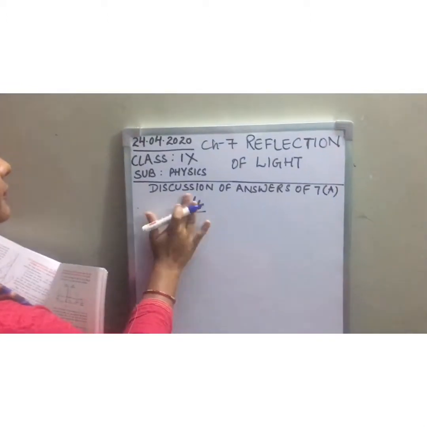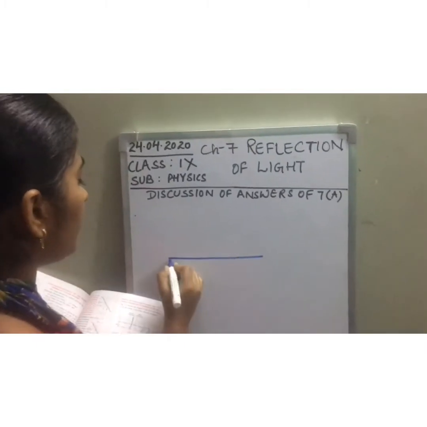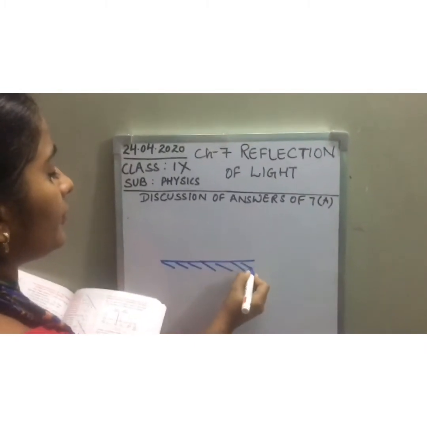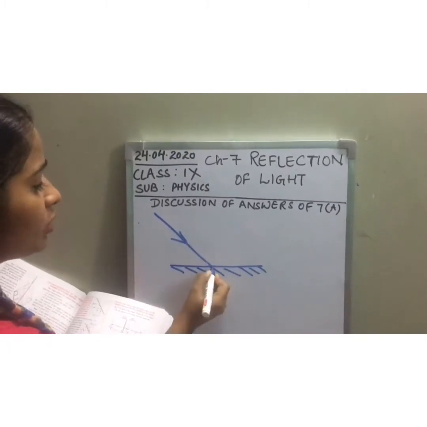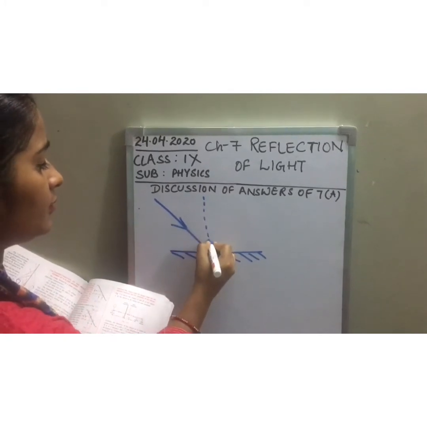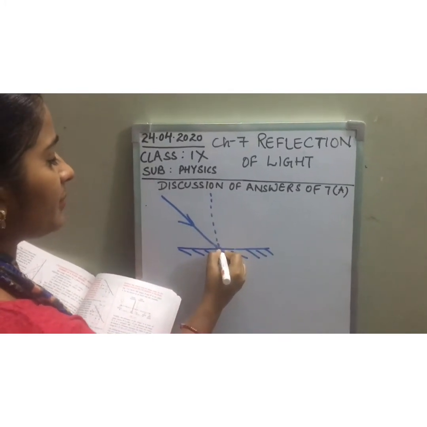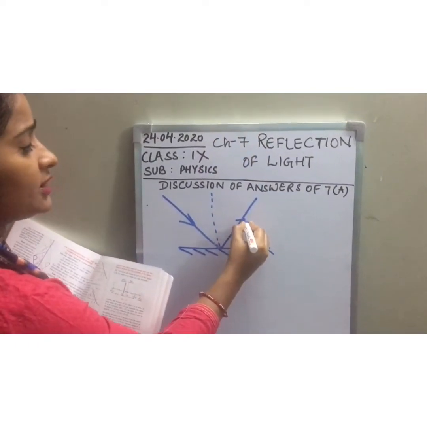See, you have to draw a diagram. For example, this is a plane mirror. An incident ray strikes this plane mirror. This is called the point of incidence. At the point of incidence, you have to draw a normal, and with the same angle, the ray returns back in the same medium. You have to draw these arrows also.